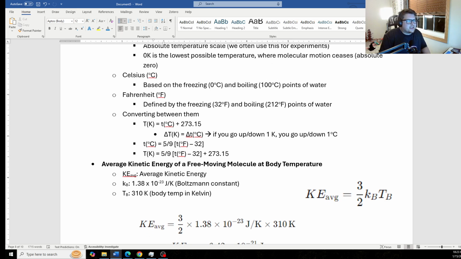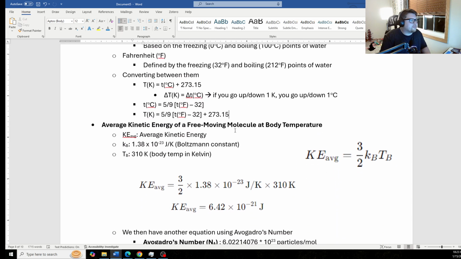Fahrenheit is weird because it's got this 5/9. The temperature in Celsius is equal to 5/9 multiplied by the temperature in Fahrenheit minus 32. That gives you the Celsius. It's weird. So worry about Kelvin and Celsius.